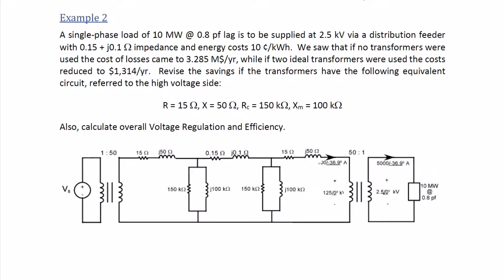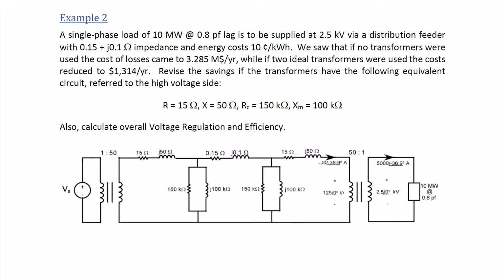Example 2. A single phase load of 10 megawatts at 0.8 power factor lagging is to be supplied at 2.5 kilovolts via a distribution feeder with 0.15 plus j0.1 ohm impedance and energy cost of 10 cents per kilowatt hour. We saw that if no transformers were used, the cost of losses was $3.285 million per year, while if 2 ideal transformers were used, the cost reduced to $1,314 per year.